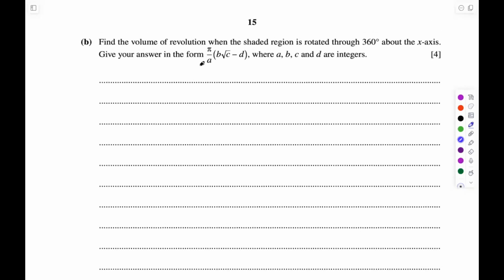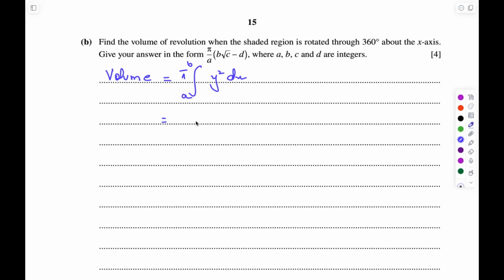In part B, we have to find the volume of revolution when the shaded region is rotated through 360 degrees about the x-axis. We have to give our answer in the form pi upon a into b square root of c minus d. So to find the volume of a region when it is rotated through 360 degrees about the x-axis, we use the formula pi into the integral of y squared with the limits b and a.